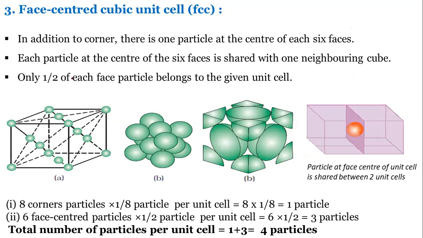Then I am coming to the face centered cubic unit cell. Here also the 8 particles are present at the corners. So 1/8 into 8 is equal to 1. We can see here 1/8 into 8, so the first particle is already present. Then in the face centered unit cell, at the center of each face there is 1 particle.